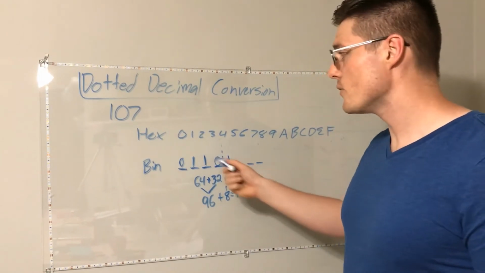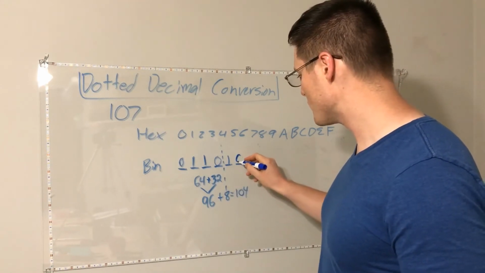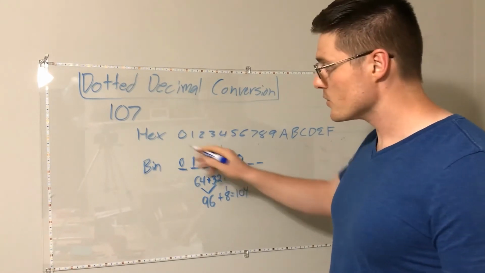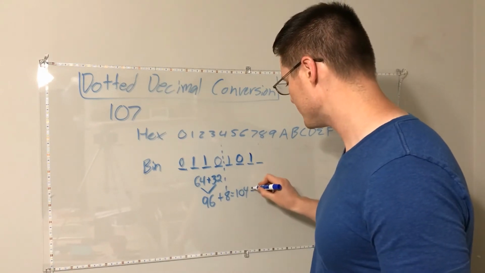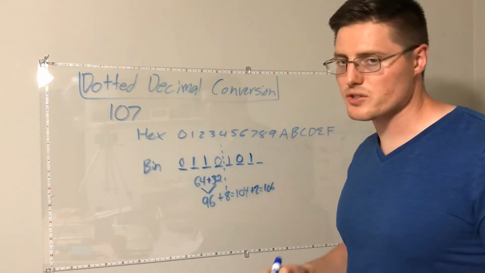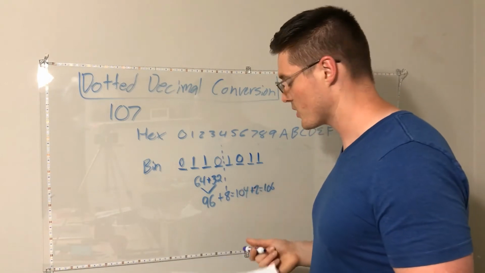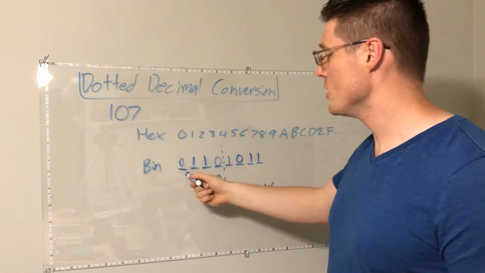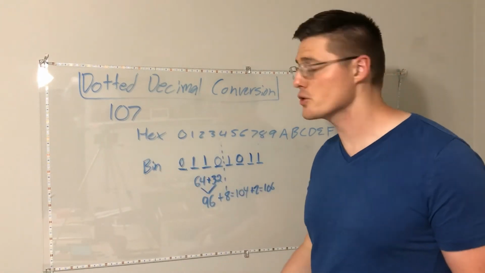Then we come to 4. 4 is going to be too many, so we can put a 0 there. Our next one is going to be 2. 2 is going to help us get closer to 107, so we can use it. Lastly, we're just looking at 1, the last slot. So there's our conversion from dotted decimal 107 to binary. You do this process for each of the octets associated with IPv4.